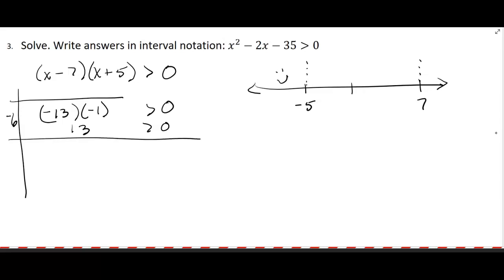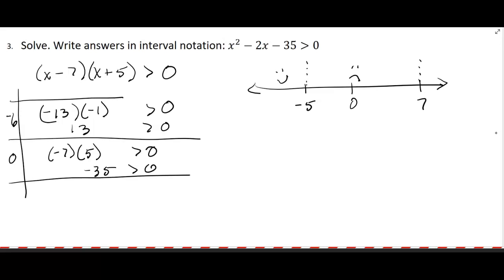Then you would try a number between negative 5 and 7, maybe 0. And you'd have negative 7 times 5. Is that greater than 0? No, because you get negative 35, and a negative number is not greater than 0. So no, frowny face, whatever. And then you pick a number bigger than 7, like 8, and that's going to give you 1 times 13. And is that greater than 0? Yes, because it's positive, so yes.